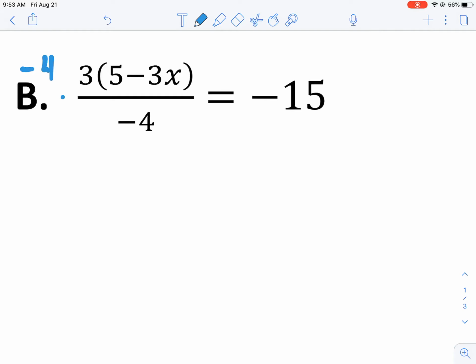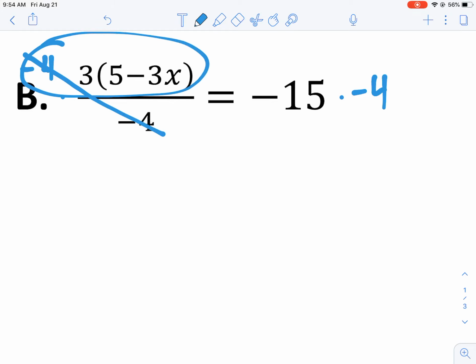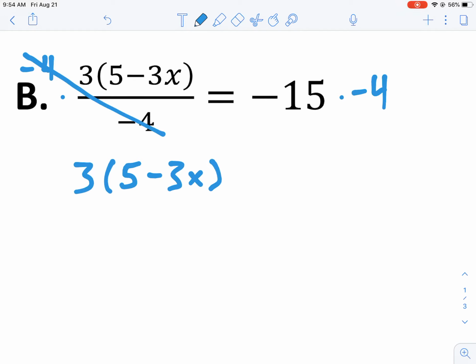So if we multiply by -4 on both sides, we always do things on both sides. These -4s will end up canceling out. Now, we do not do any multiplication up here on top. I've seen people do that. The reason is because the -4 on top and the -4 on bottom just canceled each other out and went away. So there's nothing left to multiply on top. So everything on top stays exactly as it is. And then we just multiply on the right. So -15 times -4 is +60. A negative times a negative is a positive.